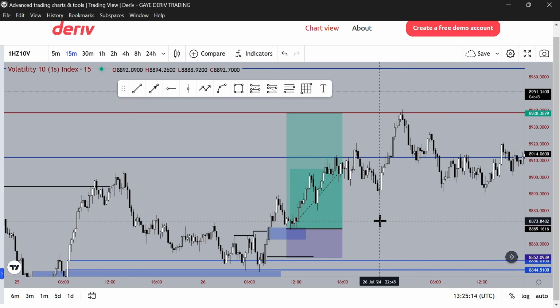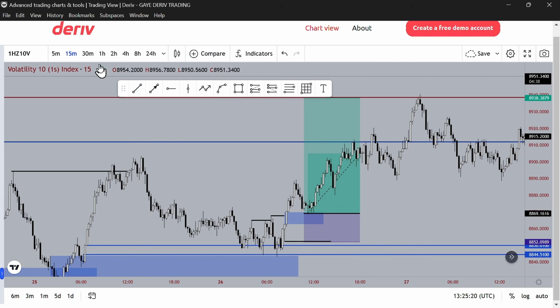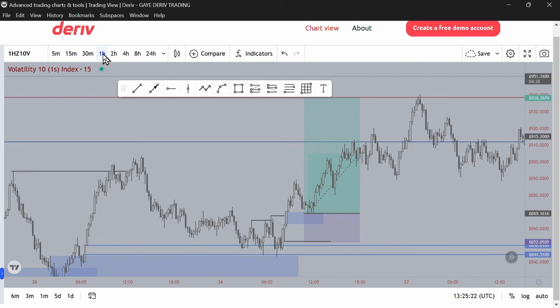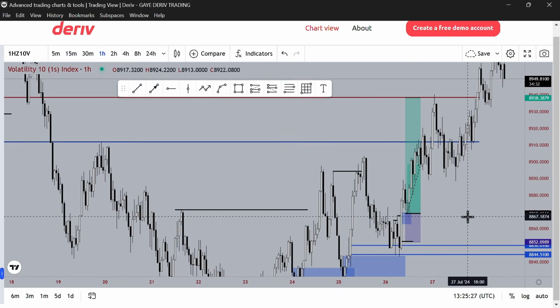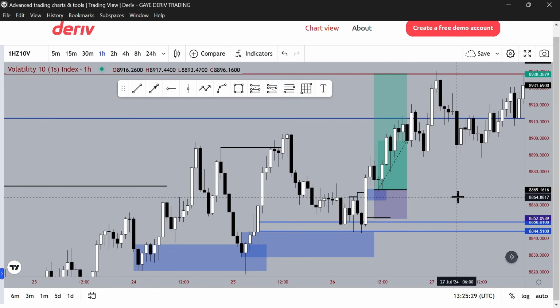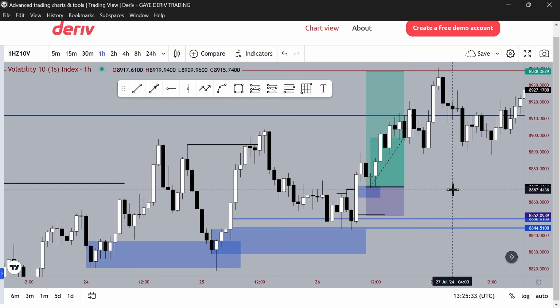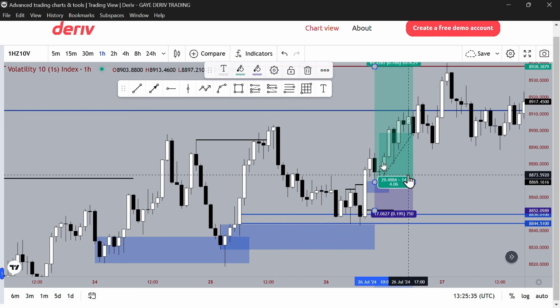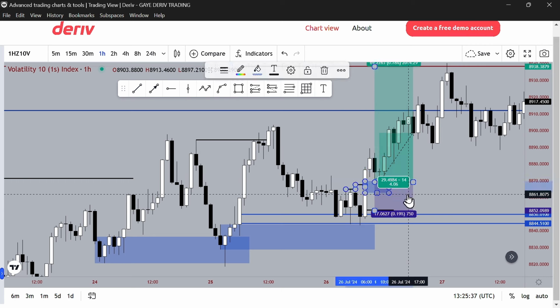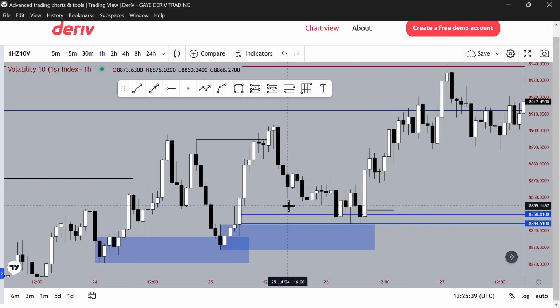I don't always use the M30 time frame. Sometimes I just use my intermediate time frame for the entry. Sometimes I'm very confident with the setup, so I don't have to wait for an entry time frame confirmation. For this one, I would have taken an aggressive buy from my H1, from my H1 right here.